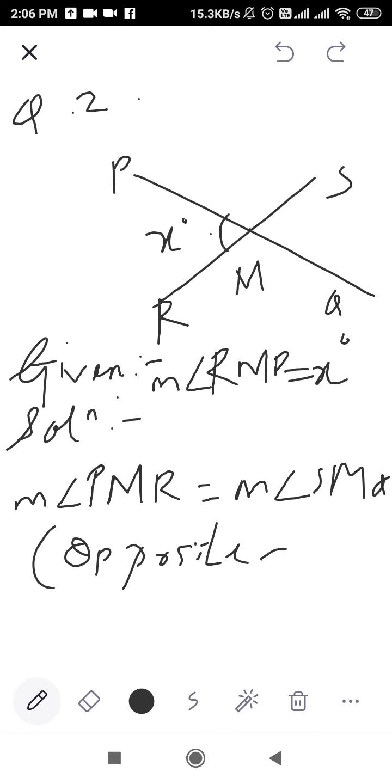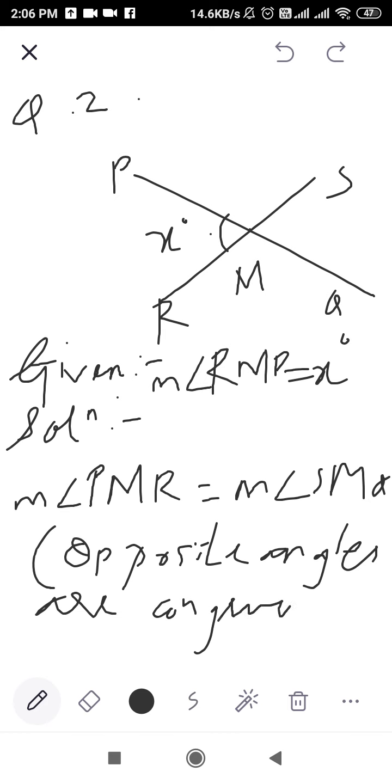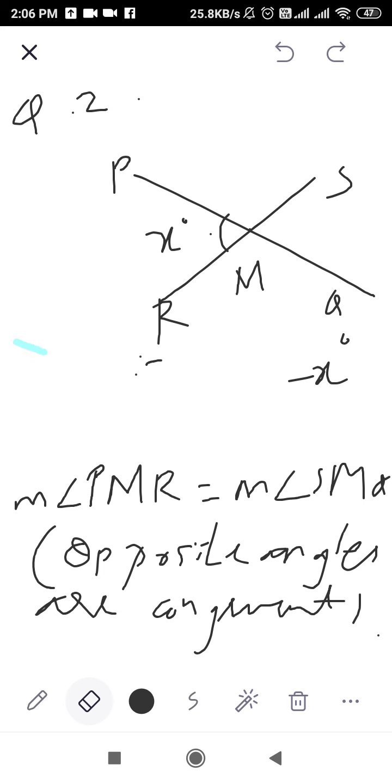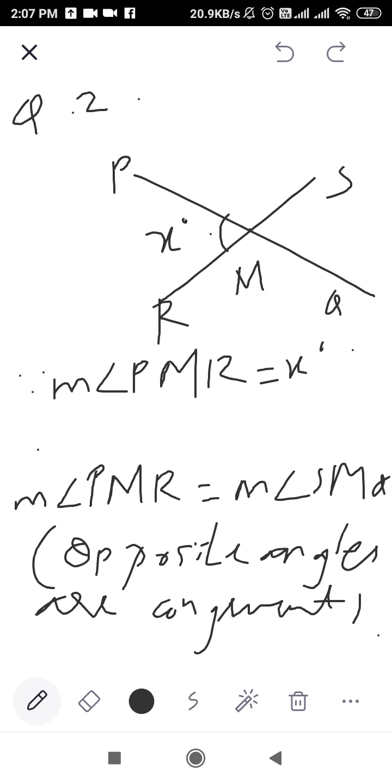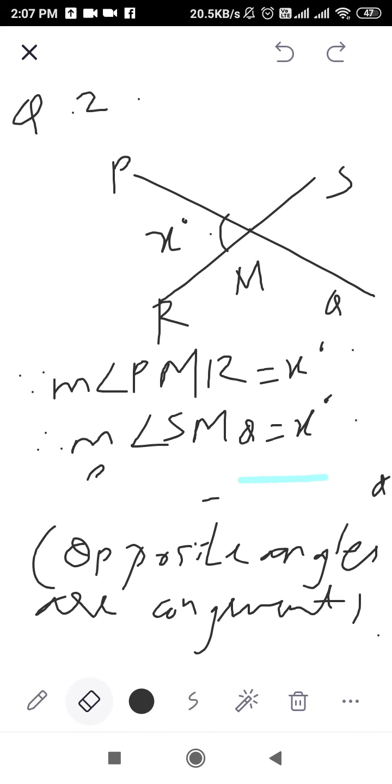Opposite angles are congruent. Okay. Now, since PMR is of x degree, so SMQ is of x degree, right? Now, since measurement of angle PMR is equals to x degree, therefore measurement of angle SMQ is equals to x degree. Okay.